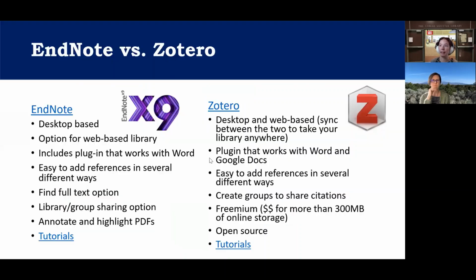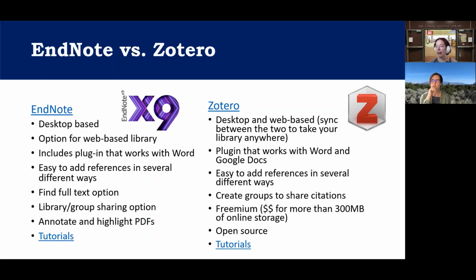So that gets us into the citation managers we'll be covering today, which are Endnote and Zotero. We've given you some of the basic features that both of them have and how they compare. Just a quick rundown, both Endnote and Zotero have a desktop and web-based option, and they also have plugins that both work with Word. Zotero has the extra advantage of having a plugin that works with Google Docs. So if that's something that you use in your work, that might be a good option for you.